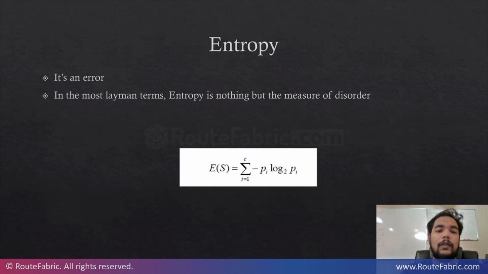Now let's look at what entropy is. Entropy is, in the simplest terms, nothing but the measure of disorder, or the check to see how much purity or impurity is in your system. Entropy is the error of the model.